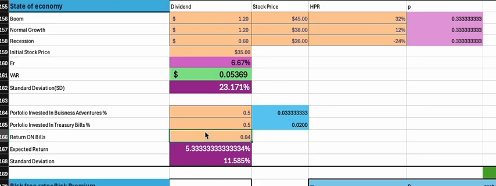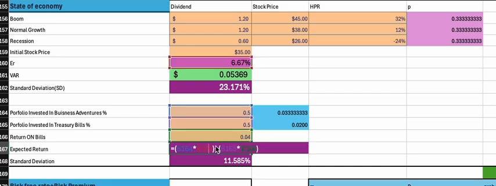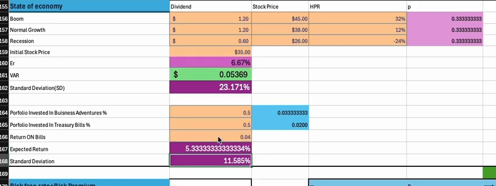And then our expected return is calculated by, you're going to take your first 50% and multiply that by your 6.67 expected return. So business adventures percentage times your expected return plus your percentage in treasury bills times your expected return on treasury bills, which gives you 5.3 to the infinity.